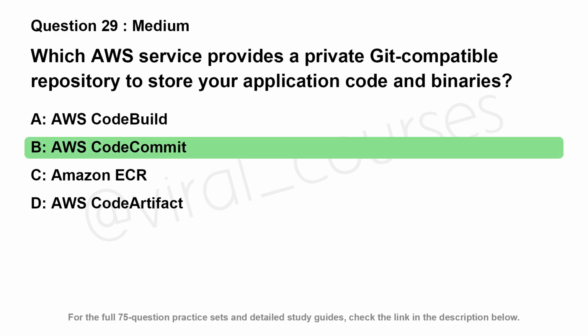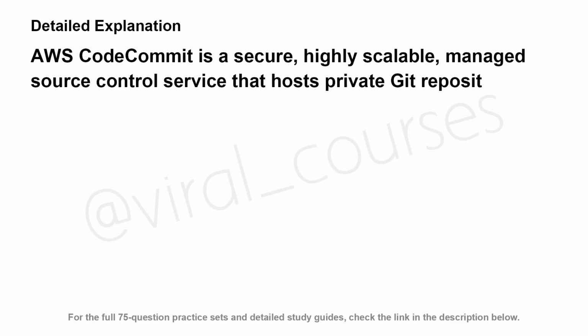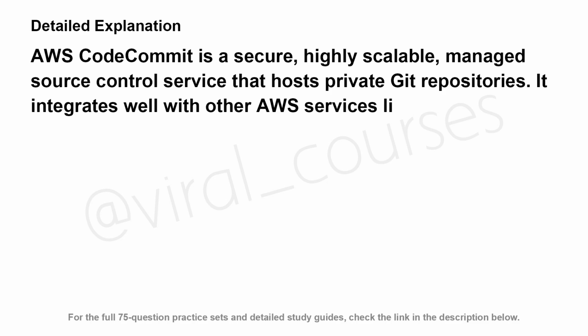The correct answer is B. AWS CodeCommit is a secure, highly scalable, managed source control service that hosts private Git repositories. It integrates well with other AWS services like CodePipeline and CodeBuild.